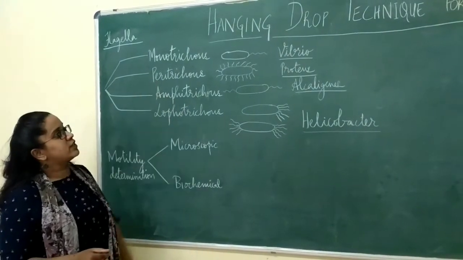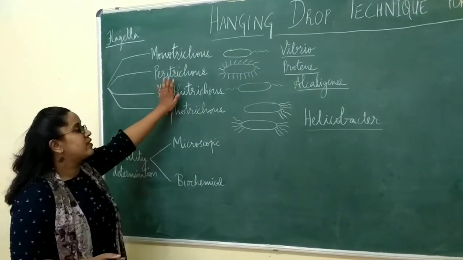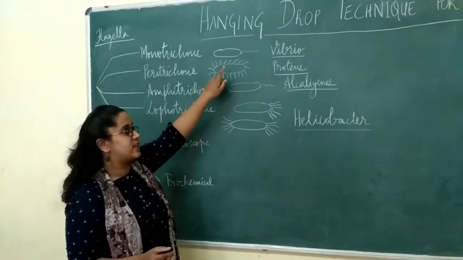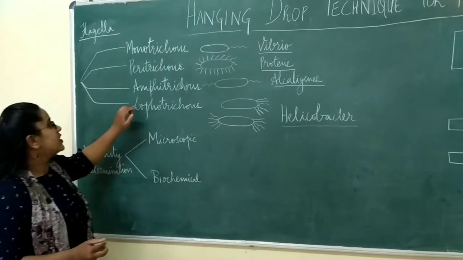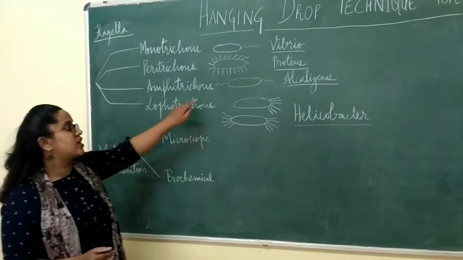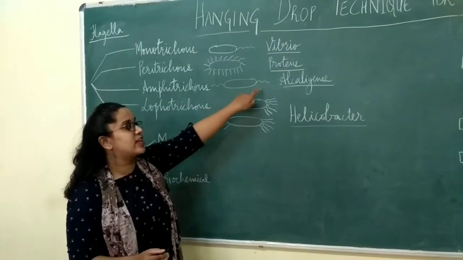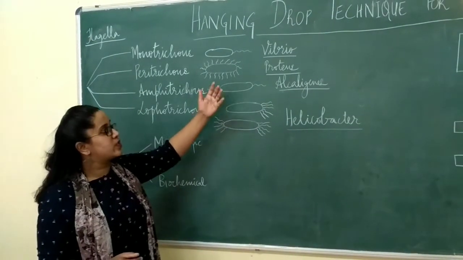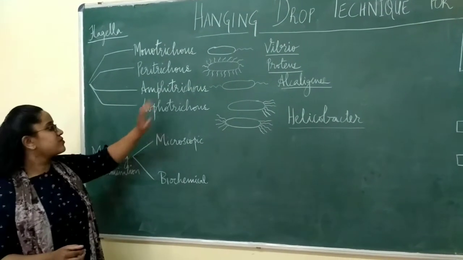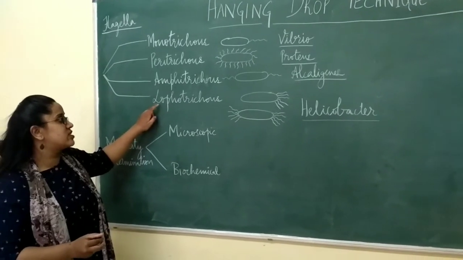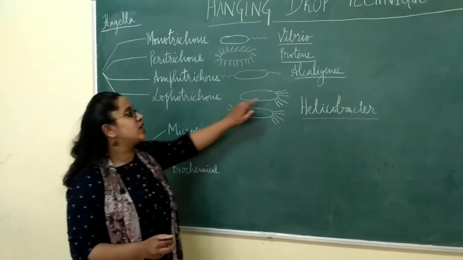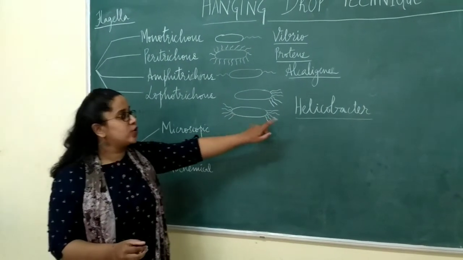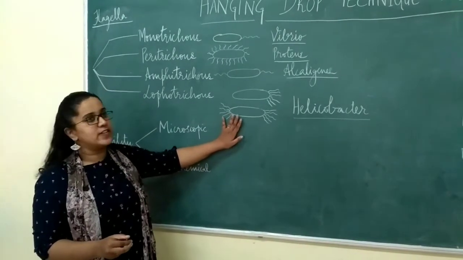The second type of flagella arrangement is peritrichous, in which there are multiple flagella present all around the bacterial cell surface. An example for this is Proteus. Then there is amphitrichous flagella, in which there is a single flagellum on both ends of the cell, and Alcaligenes is an example. The last type is lophotrichous flagella, in which there could be a bunch of flagella present either on one side or on both sides of the cell. Helicobacter is an example for this kind of arrangement.